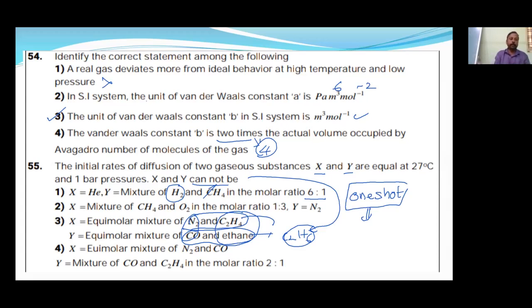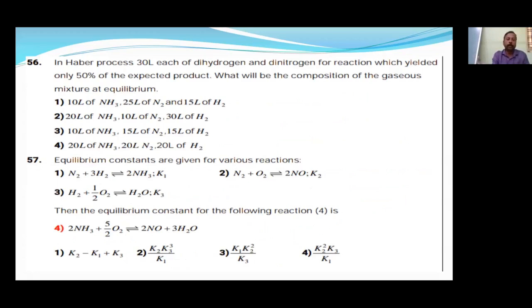Okay. Next, let us see the 56th question. In a Haber process, 30 liters each of hydrogen and nitrogen, which means the volume is the same, react. Only 50% of the expected product is formed. What is the composition of the gaseous mixture at equilibrium? N2 + 3H2 reversible 2NH3. So here we have 30 liters of nitrogen and 30 liters of hydrogen. Then only 50% of the expected product.